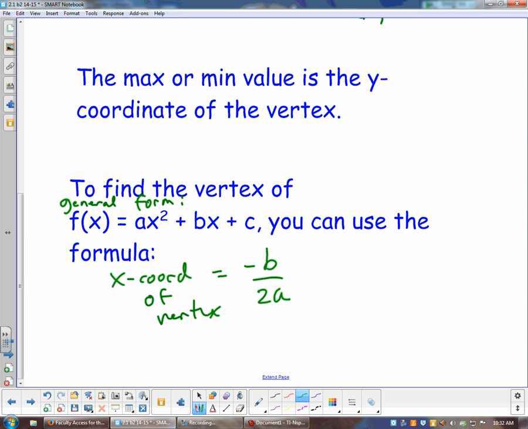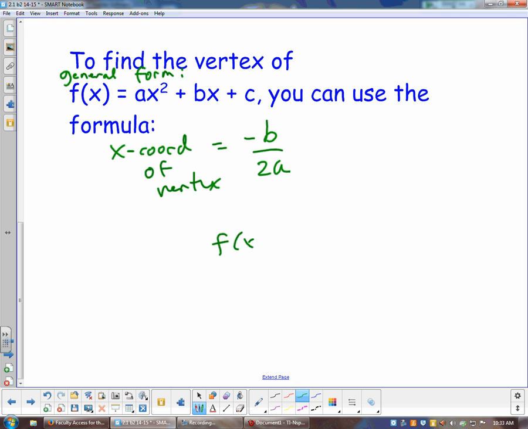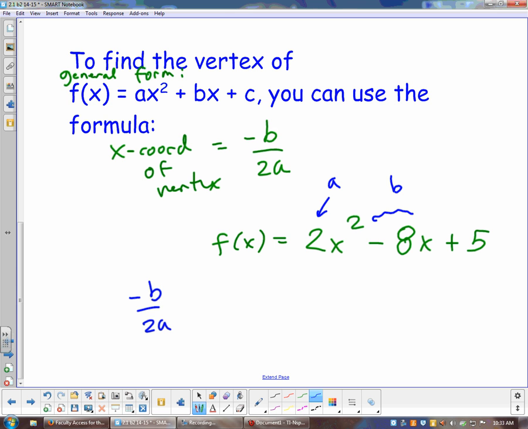All right, and then how do we find the y coordinate? We would just plug that value in for x, right? So once we get x, we plug it in. If I give you a sample problem, let's say f of x equals 2x squared minus 8x plus 5, and I'm trying to find the vertex. I could complete the square, or I can use this negative b over 2a formula. So if I do negative b over 2a, you know that 2 is your a, negative 8 is your b, 5 is your c.